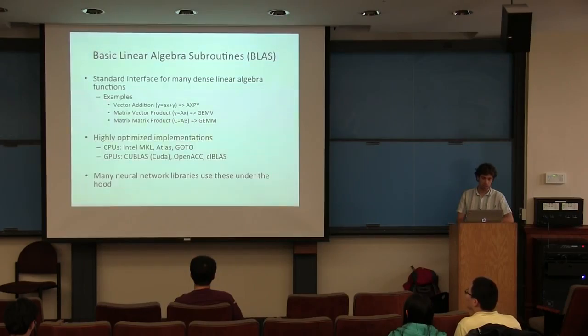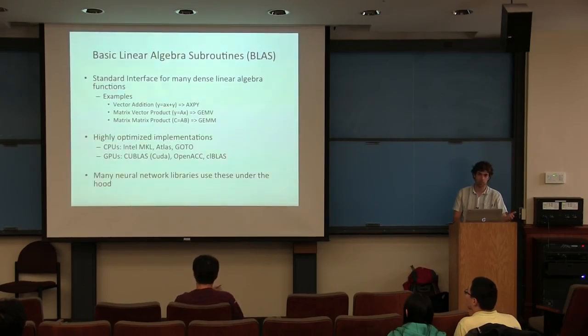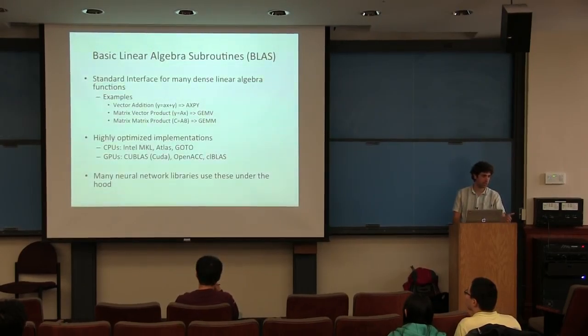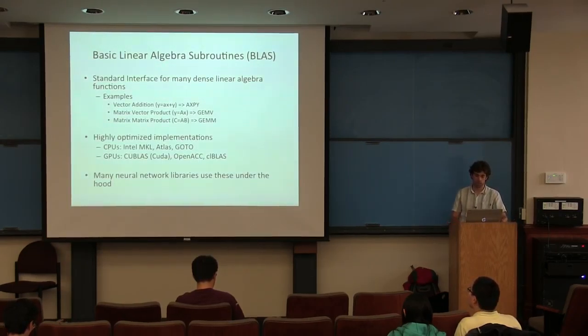You have Intel's version, ATLAS. These are all on CPUs. Then on GPUs, you have cuBLAS, which is the CUDA version. You have OpenACC, and then OpenCL, which is CLBlast. And these are used in a whole bunch of different neural network libraries under the hood to get good performance. Like NumPy uses these, Theano uses all of these. They're just something to be aware of. If you're going to write your own code, you want to be using libraries like these.